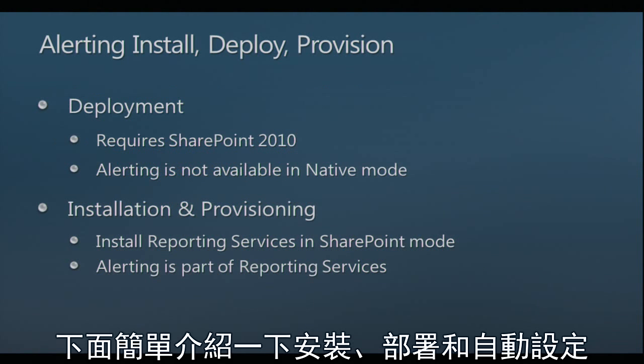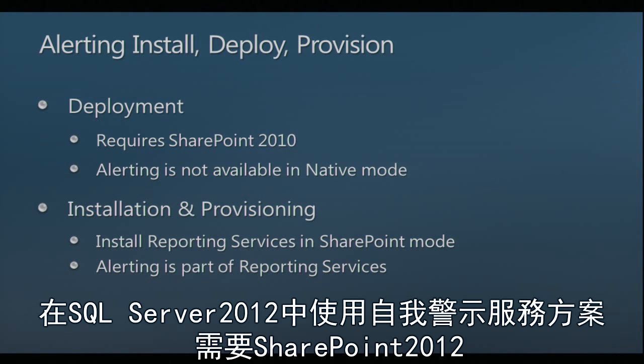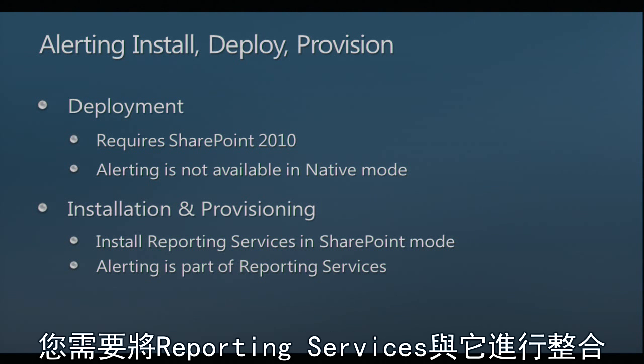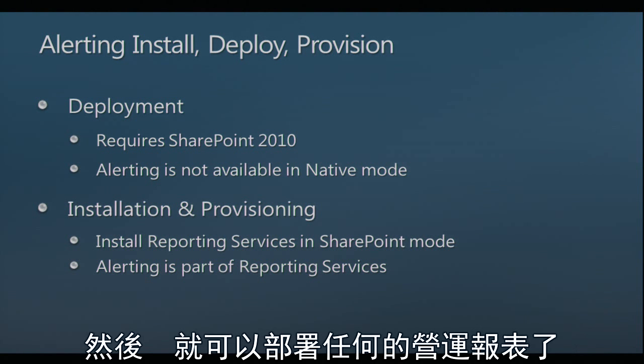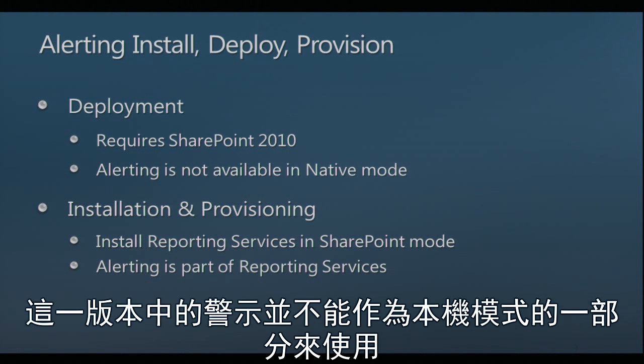Wonderful. Let's talk a little bit about installation, deployment, and provisioning. Now, it's very important, I've been showing you SharePoint Central Admin. It's really important that you come away from this presentation understanding that when we're talking about self-service alerting scenarios in SQL Server 2012, they require SharePoint 2010. And so you're going to need to deploy SharePoint 2010 or move to that, and then you're going to integrate Reporting Services with that, and then you'll be able to deploy any of your operational reports, and you'll be able to use the alerting capabilities with that. So alerting within this release is not available as part of our native mode. If you're familiar with Reporting Services, you'll know what that means.